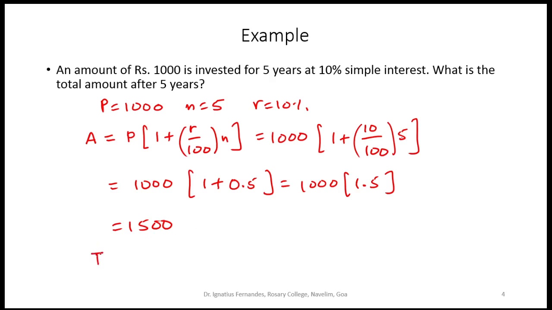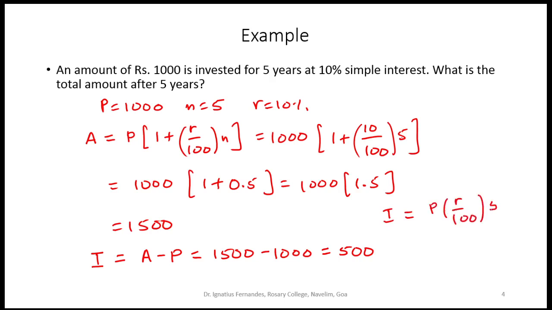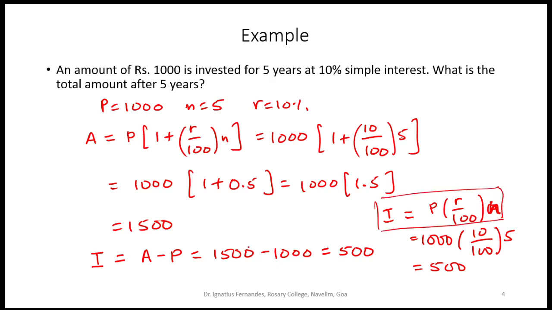If I want to know what is only the interest amount, either I can explicitly find the interest amount, or the interest amount is the total amount minus the principal amount. So total amount 1500 minus the principal amount, it is equal to rupees 500. Or you can also find it by using the formula I is equal to P R upon 100 into N. So if you take it as 1000 into 10 upon 100 into 5, what you will get is 500 here. So either you can explicitly find the interest amount by using this formula, or the interest amount I is A minus P.